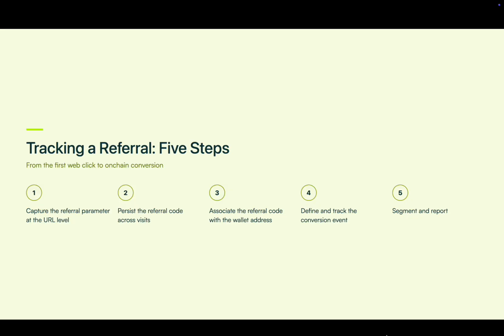There are 5 steps from the first referral click to the on-chain conversion. First, capture the referral parameter from the URL. Second, persist that referral code across visits. Third, associate the referral code with the wallet address when the wallet connects. Fourth, define the actual conversion event. And fifth, segment and report on the resulting data. The key is maintaining that connection throughout the entire journey.